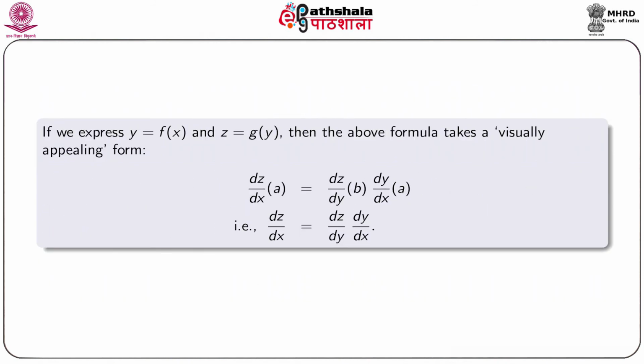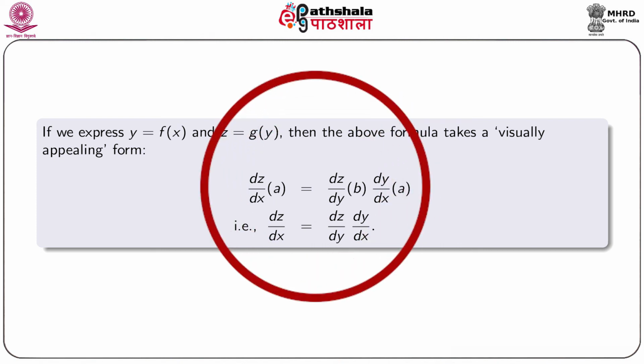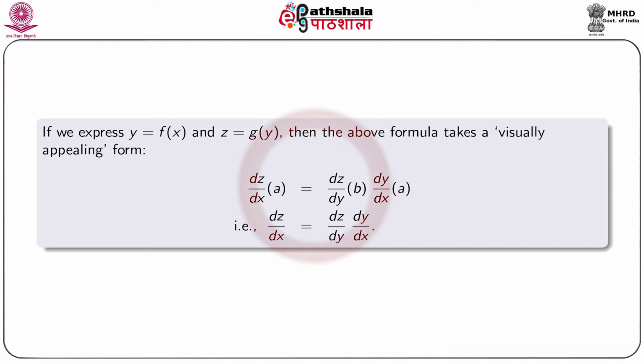Let us express it in another form. We write y equal to f(x) and z equal to g(y). Then we have dz/dx at the point A equal to dz/dy at B, B is f(A), into dy/dx at A. That is, we can write dz/dx equal to dz/dy, dy/dx, as if in the right hand side one dy in the numerator and another in the denominator take care of each other. So, this is a very visually appealing form for us.